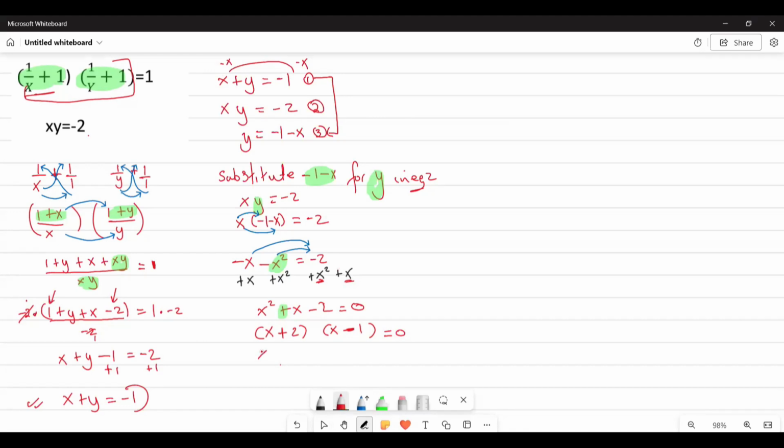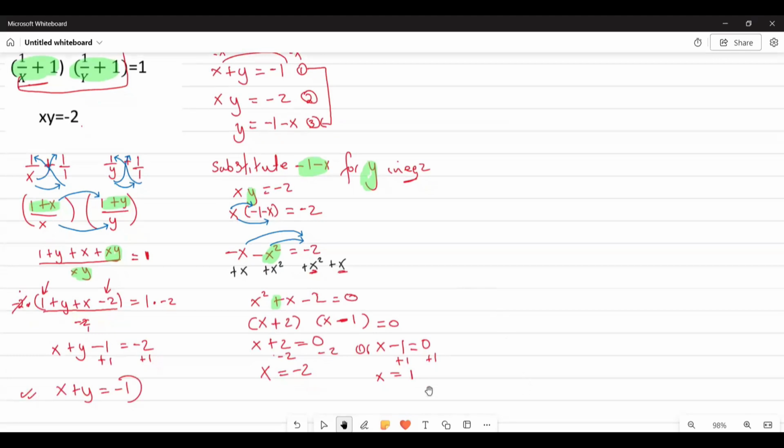At this moment, we could say then x plus 2 is equal to 0, which means if I subtract 2 from both sides, then x is equal to -2. Or x minus 1 is equal to 0, and if I add 1 to both sides, then x is equal to 1. So we actually have our two values for x. As you can see, I'm just going to mark them off. x is equal to -2. x is equal to 1.